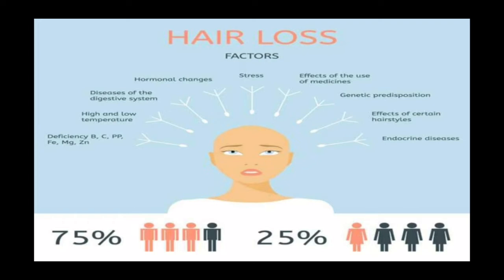Effect of certain hairstyles, like the use of certain hair straighteners, curlers, and different hairstyles may also cause hair loss. Endocrine disorders also play a major role in hair loss. High and low temperature heating equipment results in hair loss. All these factors affect around 75% of men and 25% of women, which leads to alopecia.